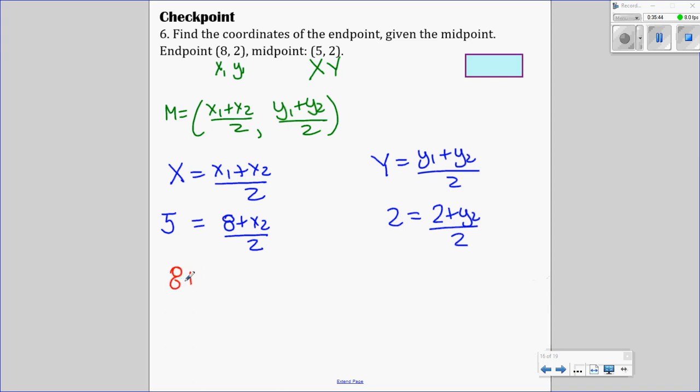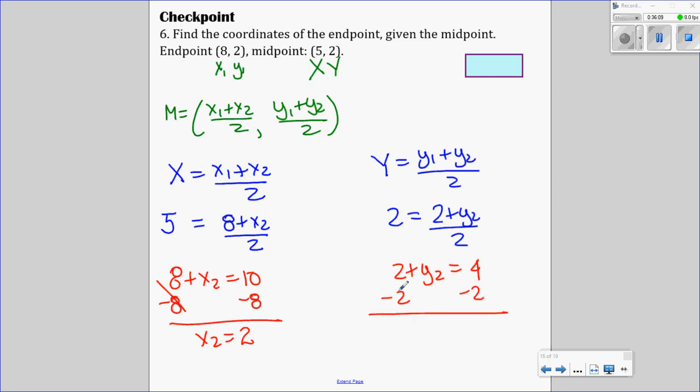So we got 8 plus x2 over 2 equals 5, and 5 times 2 is 10. And then subtract 8 on both sides. Cancel, and then we get 2 for x2. And then this one we cross multiply. This gives us 4. Subtract 2 on both sides, and then we get y2, and then we get 2. So then our x2, y2 is 2, 2.